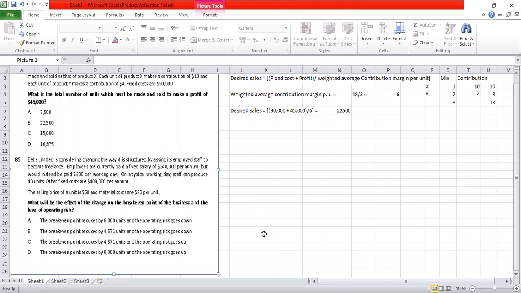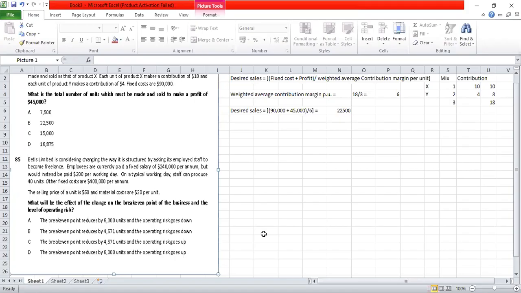Let's see once again. At present, the employees are paid a fixed salary of 240,000 per annum. But they now want that to be changed. Instead of paying a fixed salary of 240,000 per annum, they want to move to a system where it is paid in the form of a variable cost. So they want to convert the fixed cost into variable cost, and it would instead be paid $200 per working day.